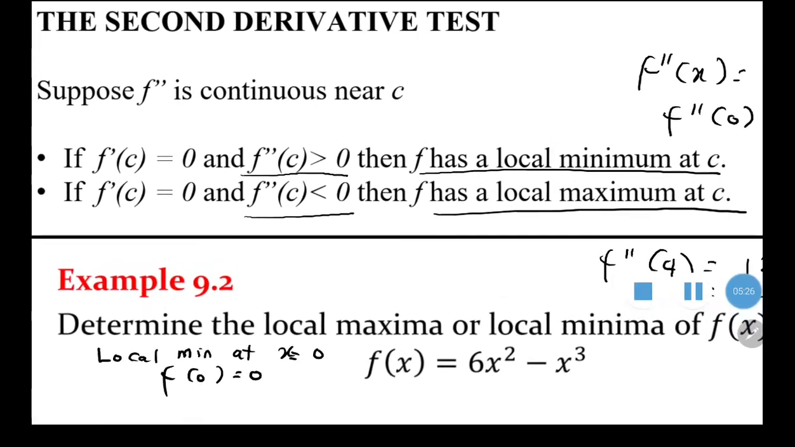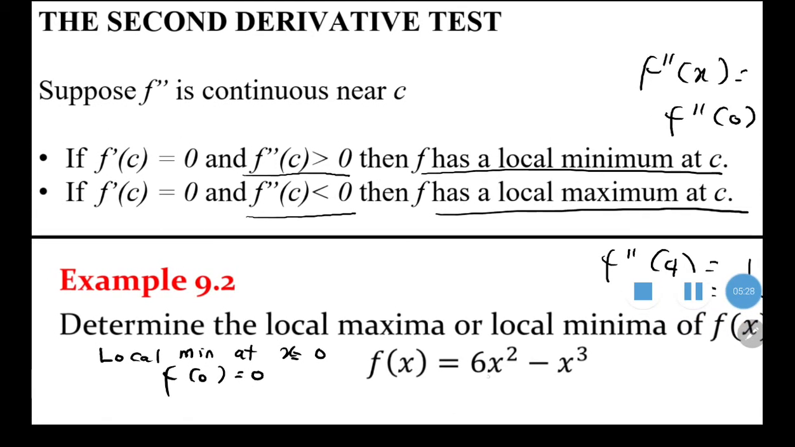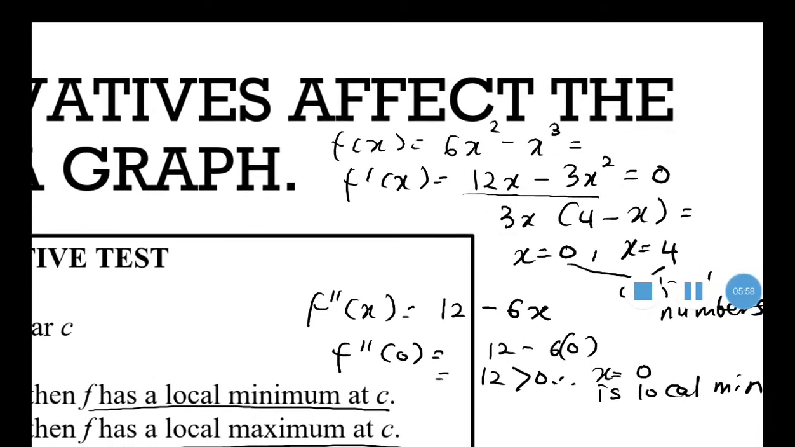Local minimum at x equal to 0. In the original equation, put in the value 0. You will get 0. Okay, and then we want to find the value of the local maximum at x equal to 4. So put in 4 here. You will get 32. Okay, so now moving on to the next slide.